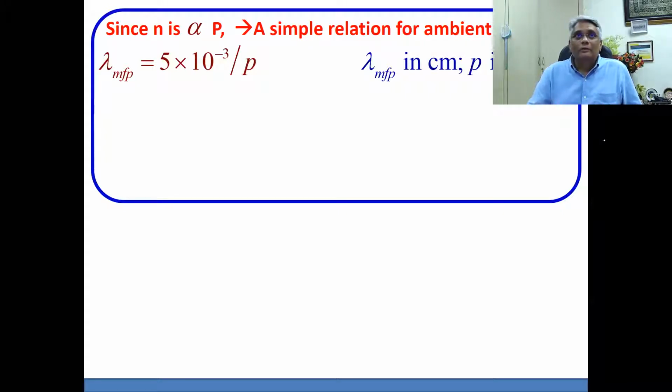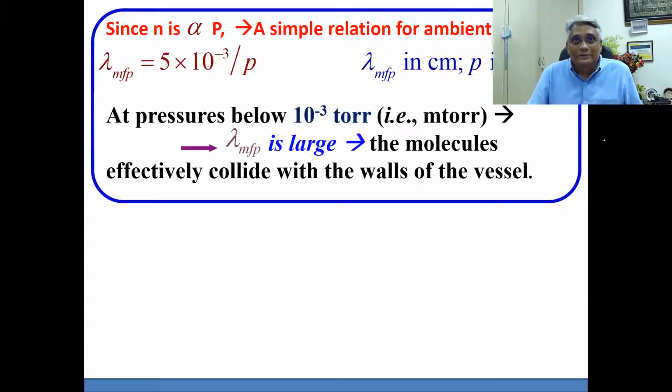What you get is that at pressures below 10 raised to minus 3 torr, that is a millitorr, your lambda mean free path is large. So the whole purpose of reducing pressure in a vacuum container is to increase the mean free path. At these pressures you get sufficiently large mean free path values, which means that the molecules effectively collide with the walls of the vessel only.